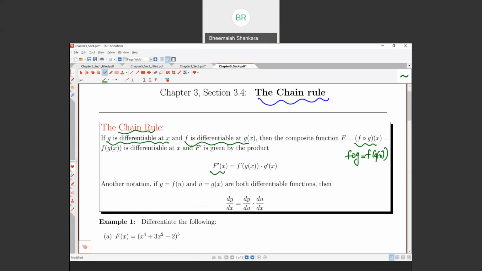So all you do is derive the outer function f. The derivative of f is f prime. F prime is a function of g, so write g of x. And then you move inside and derive the function g. The derivative of g of x is g prime of x. So first you derive the outer function and then you derive the inner function.